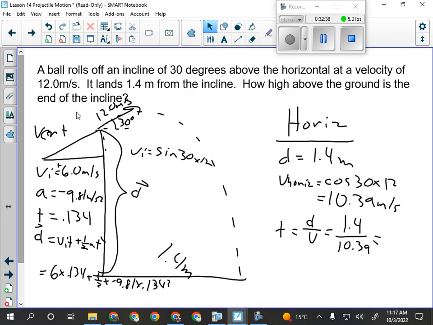All right, questions on that one? Are there lots of ways, and lots of variations, permutations and combinations of what I can give you in a projectile question? Yes, there are.